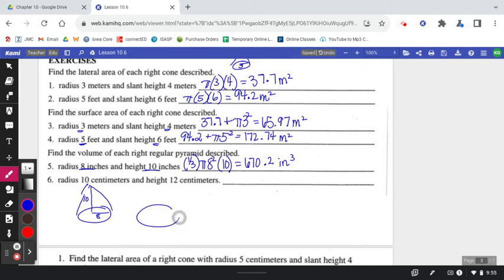Number 6, they changed again on us. So we have a radius of 10, a height of 12. We're doing the volume that's pointy, so we're going to start with 1/3. The base is a circle, so pi 10 squared, and the height is 12. 1/3 the circle, pi 10 squared, times the height, 1256.64 centimeters cubed.